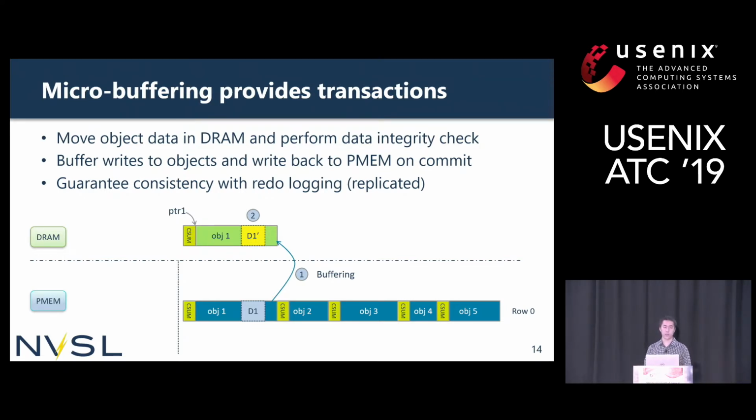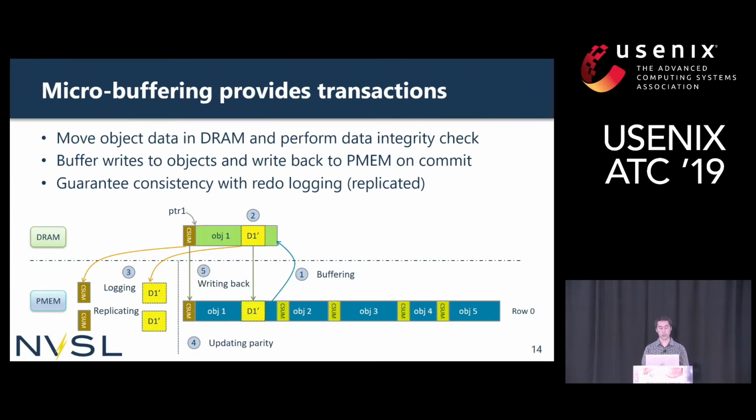The commit process of a Pangolin transaction consists of several ordered steps. First, it refreshes the object checksum in its microbuffer. Then it logs both the updated checksum and the modified range using redo logging, and replicates all the log entries for protecting log data. After logging, Pangolin starts updating parity, which I will explain in the following slides. And finally, it writes the checksum and the modified range back to their original locations to complete the transaction. Although we only show a single object transaction here, Pangolin also supports multi-object transactions. And we have made the programming interface very similar to what libpmemobj provides.